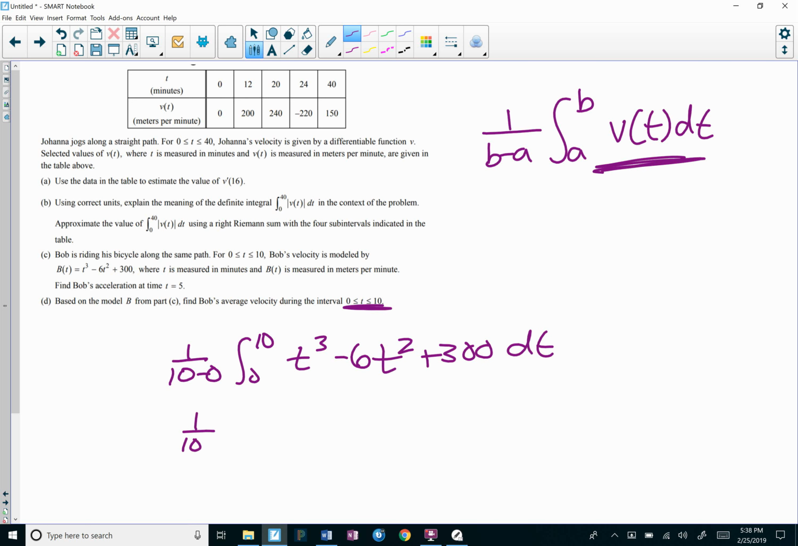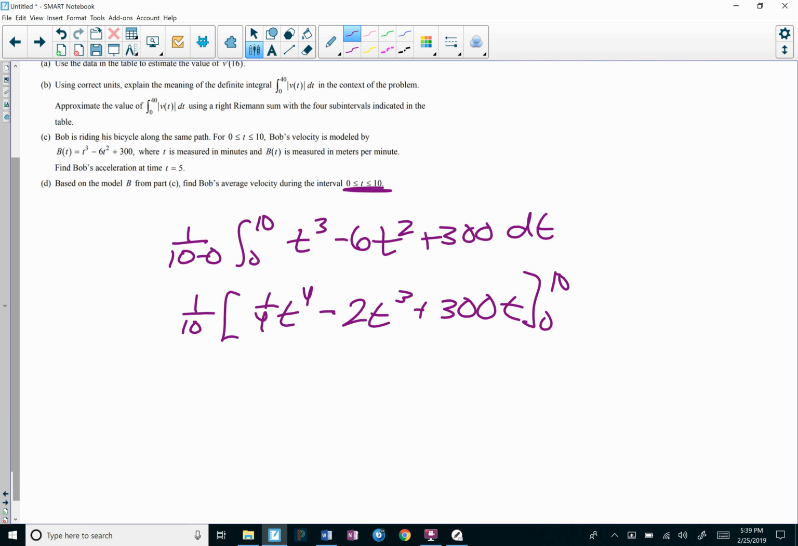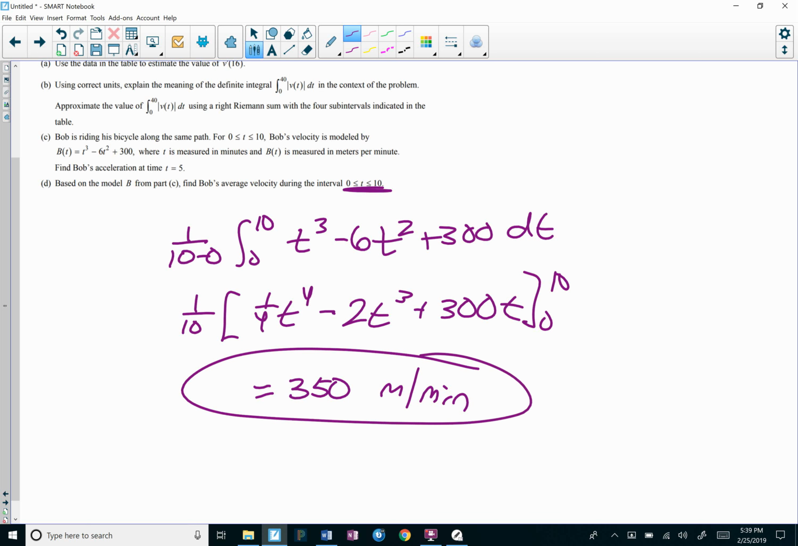Okay, so I have 1/10, and my antiderivative is 1/4 t to the 4th minus 2t cubed plus 300t, evaluated from 0 to 10. And once again, it's just a lot of plugging and chugging, okay? So if you have that and you mess up after that, just be careful on your calculations. I get 350 meters per minute. And it is a velocity, so we're still in meters per minute. And that was worth 3 points. One for the integral, one for your antiderivative, and one for your answer.